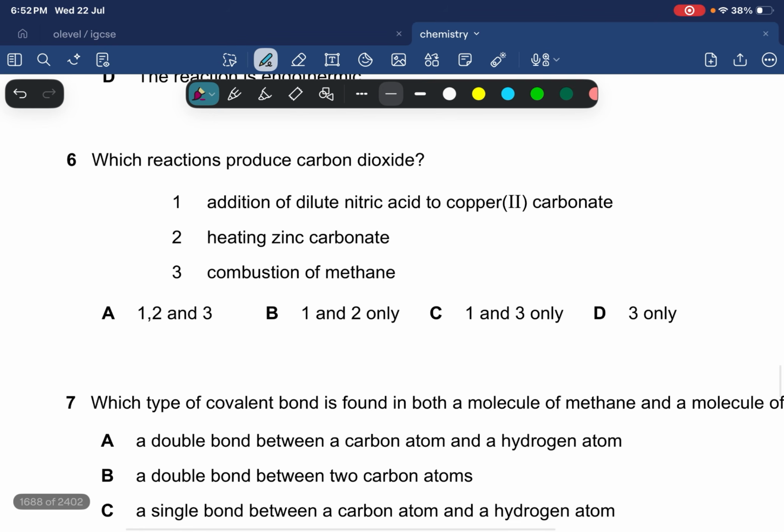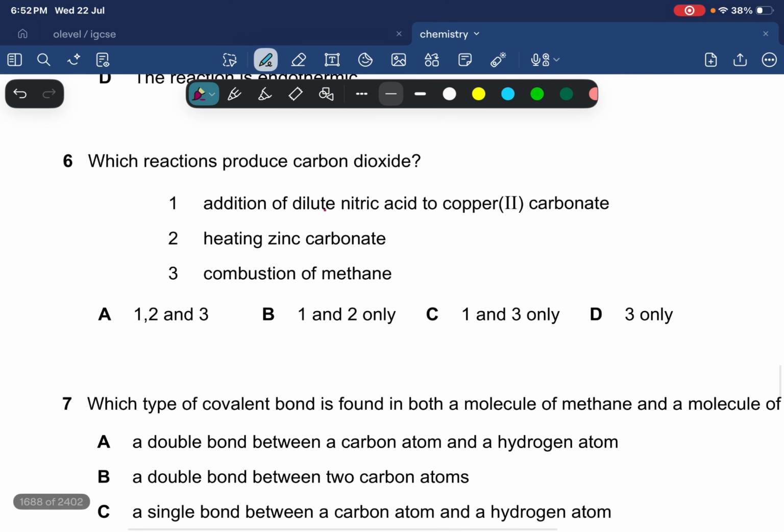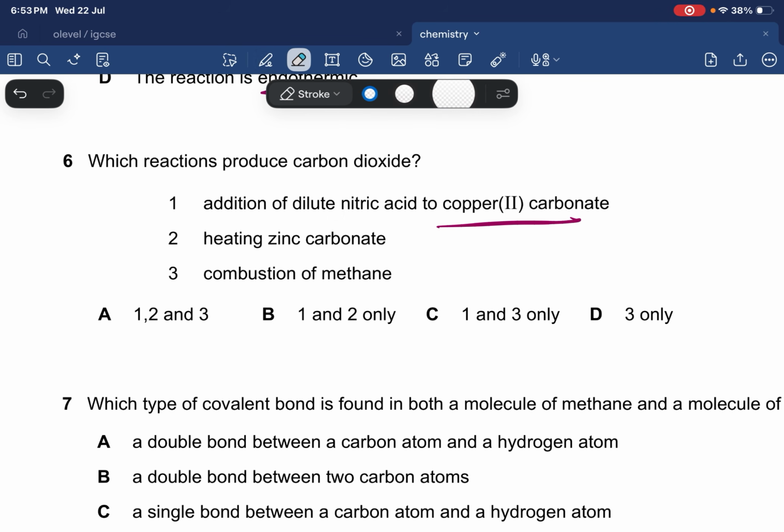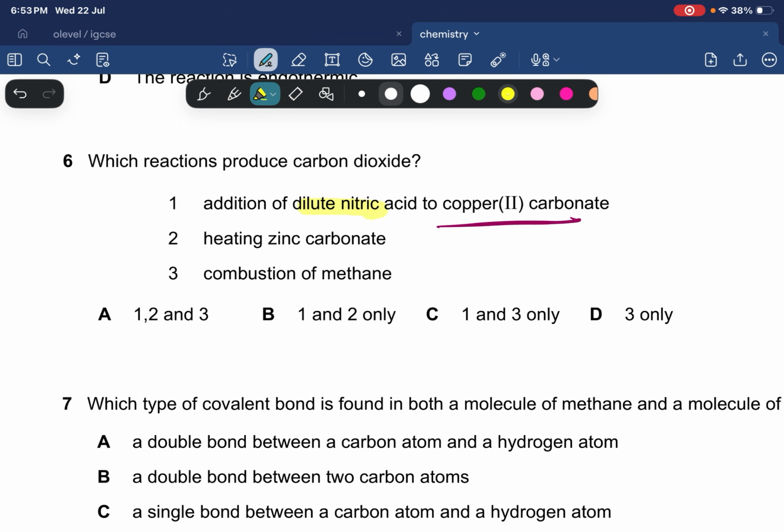Which reaction produces carbon dioxide? Addition of dilute nitric acid to copper carbonate. Well, whenever you have an acid, that's going to react with a carbonate. You know what you produce? You produce your salt plus water plus CO2.